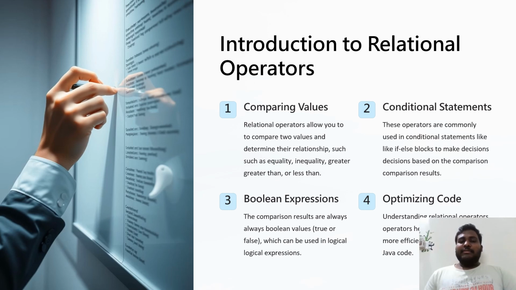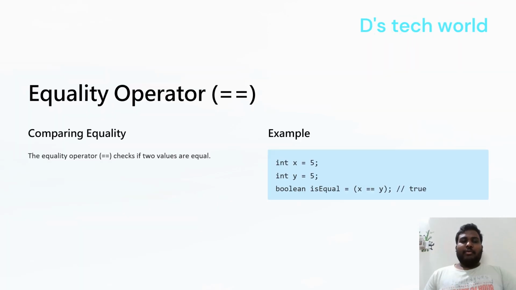Optimizing the code. As you see nowadays, codes are becoming smaller, which makes them consume less memory space, and relational operators help in developing that kind of code, utilizing less space and less execution time in the execution of the program. Moving further, we are going to look at the different types of operators.